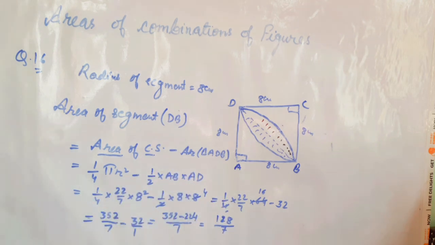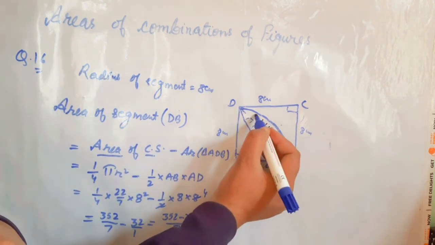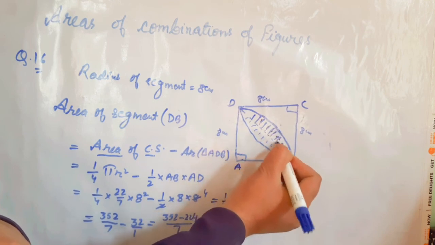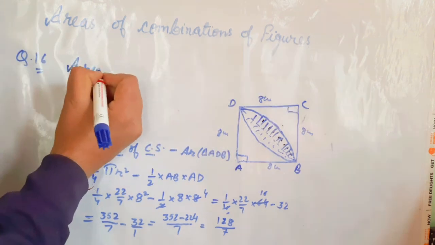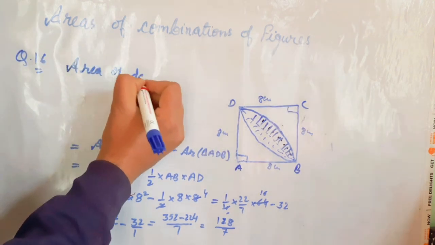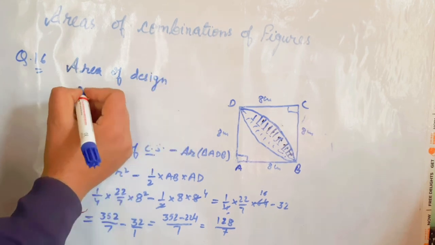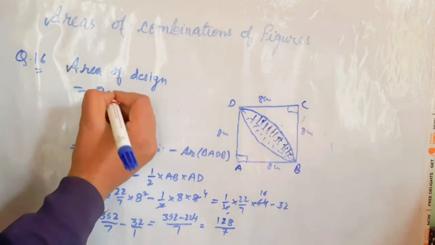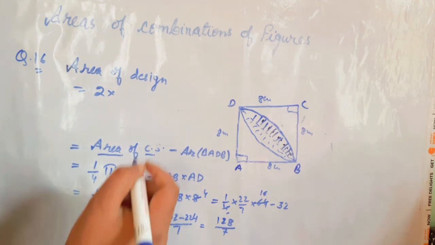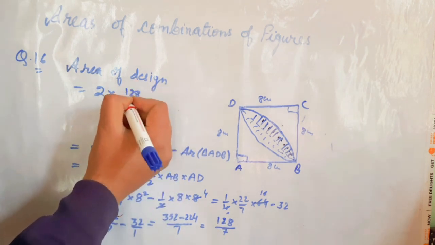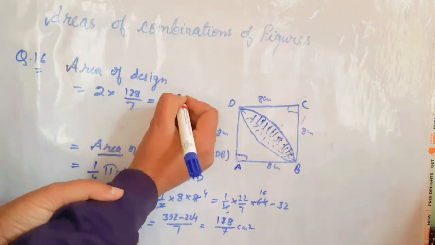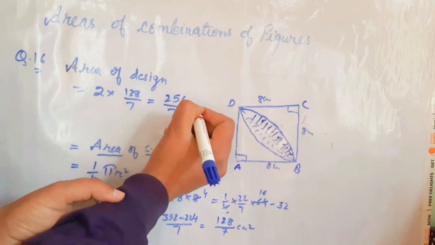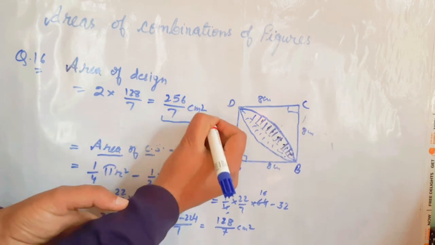Now this is the area of one part, this is the area of segment BD. Then what will be the area of whole design? So area of design will be equals to 2 multiplied by the area of segment, that is 128 upon 7. This will be equals to 128 2s are 256 upon 7 centimeter square is your required answer.